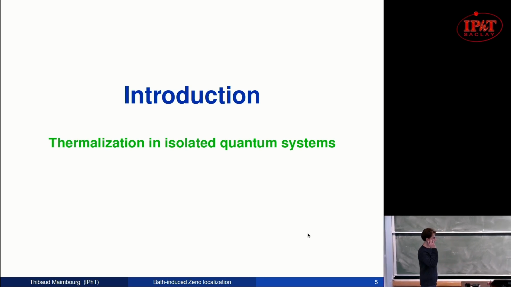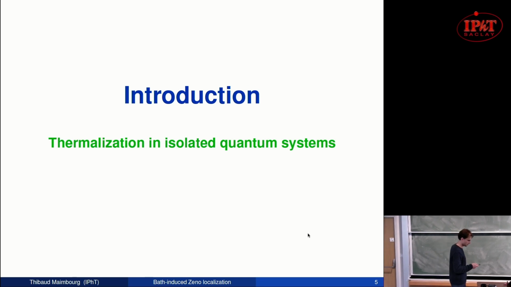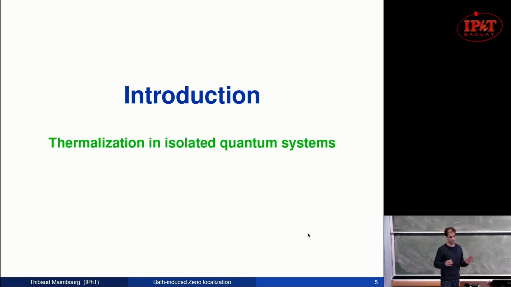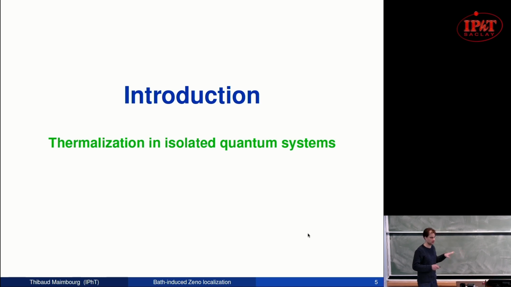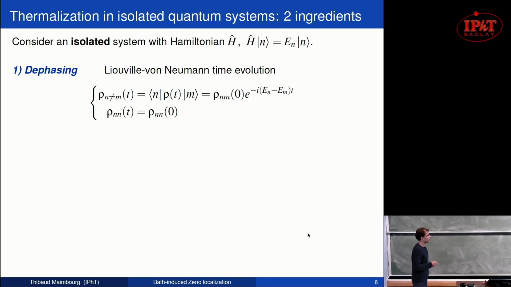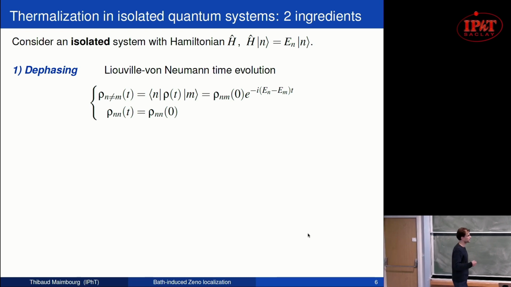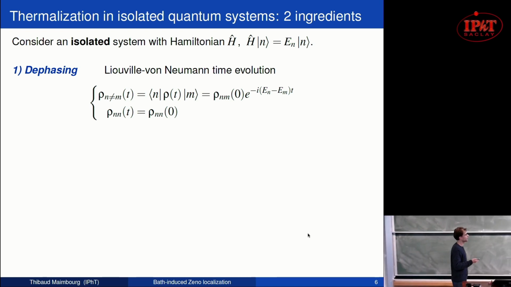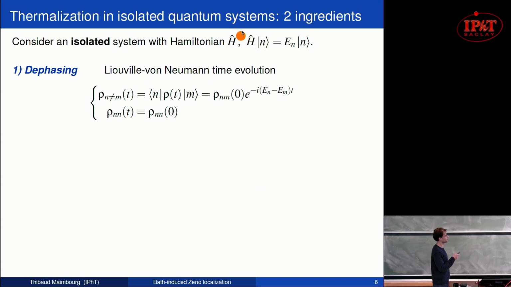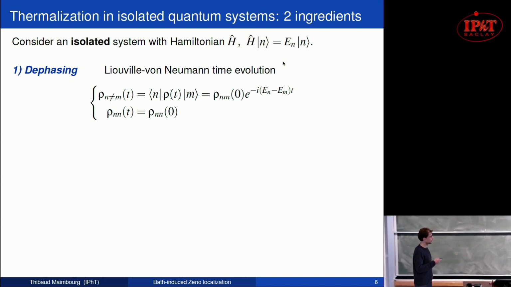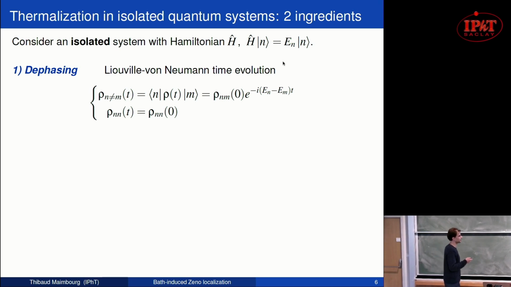So, okay, to be able to talk about thermalization in contact with a bath, I will first have to deal with thermalization in isolated systems because it's very important for the following. So I just recall the two ingredients that you need for an isolated quantum system to thermalize. It's isolated, so it's described by the Hamiltonian and its eigenstates here. And the first ingredient is dephasing, right?